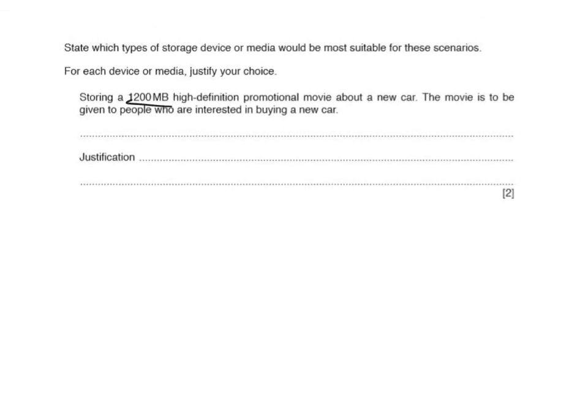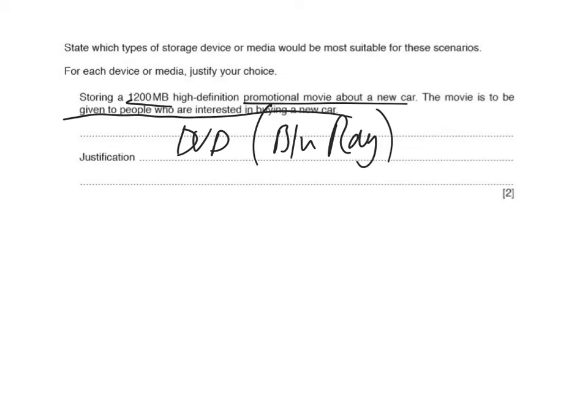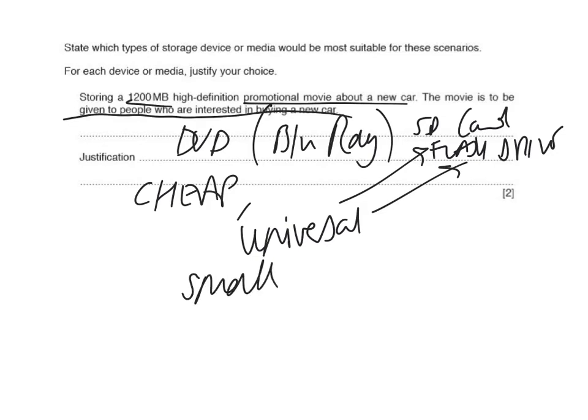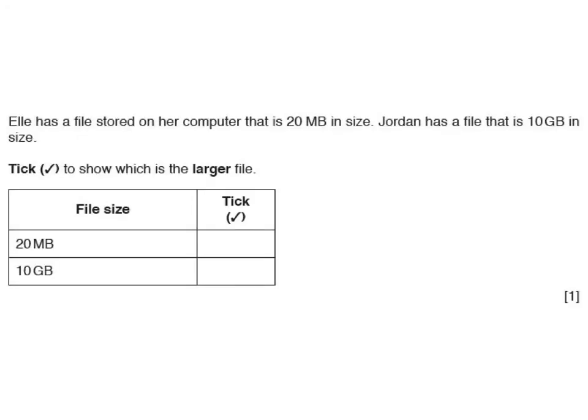1200 megabytes of high definition promotional movies about a new car, and it's to be given to people interested in buying a new car. So I guess for that one, DVD would be suitable. There's lots here. You could also have Blu-ray, and I guess SD card or flash drive, lots of options there. And cheap, they are kind of almost universal, perhaps more so the SD card and flash drives. Small, portable, anything that justifies your choice there is perfect.